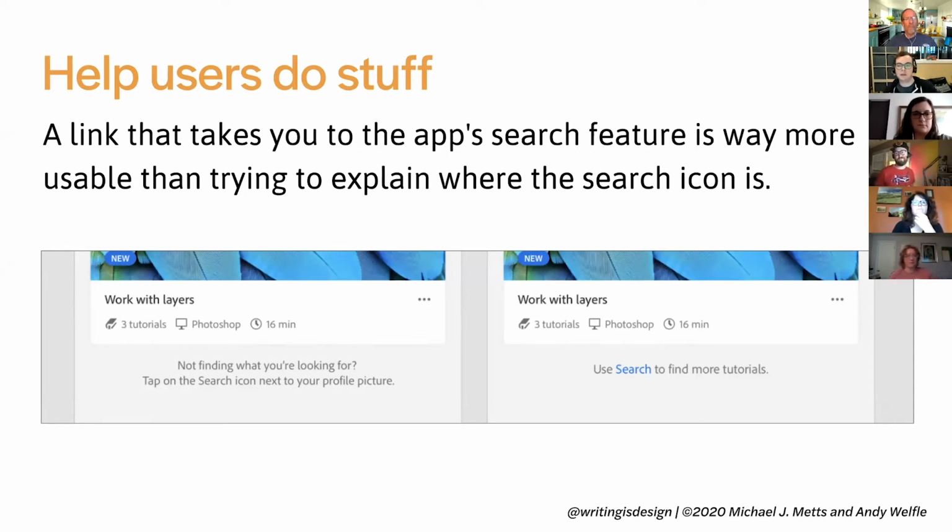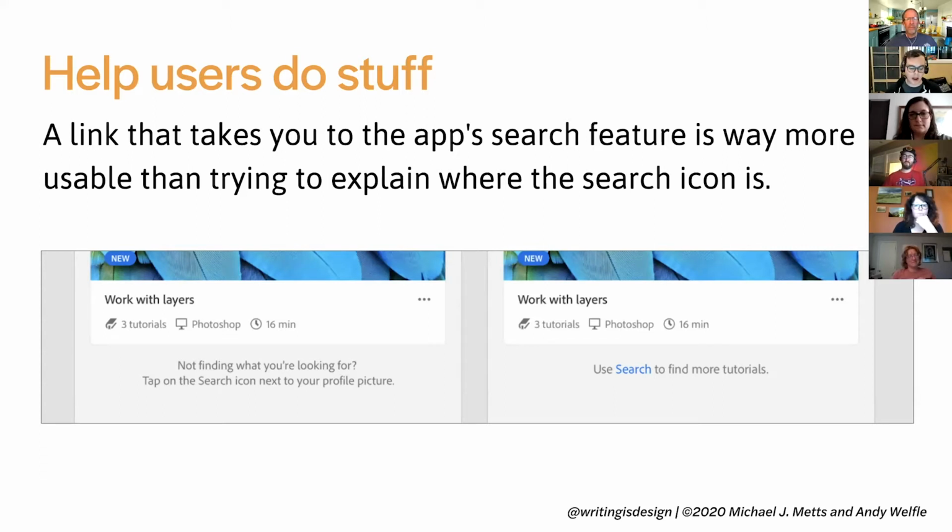This is a real life example from an Adobe product that somebody in my team worked on. If you have a Creative Cloud subscription, you may use a little mobile app called the Creative Cloud mobile app. In there you can browse tutorials and search to find things like tutorials. If you're digging through a list of tutorials, let's say about Photoshop, when you get to the bottom of the list, you used to be faced with this little string that says, not finding what you're looking for? Tap on the search icon next to your profile picture, which is useful, right? It's telling you that if you want to find more of this stuff, look at the top where the search icon is and tap that.